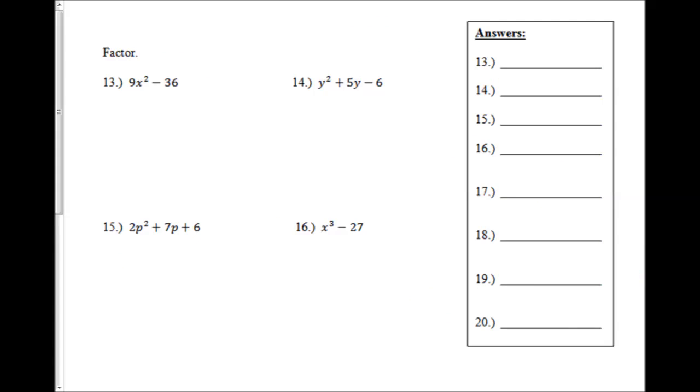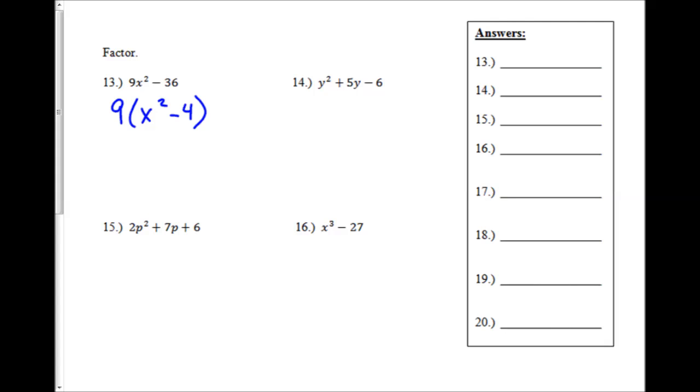If I look at the next one, this time I'm factoring. And remember, when we're factoring, we always want to look for the greatest common factor first and then go from there. If I look at this first one, the greatest common factor is a 9, so I can factor a 9 out of here right away, which leaves me with x squared minus 4.